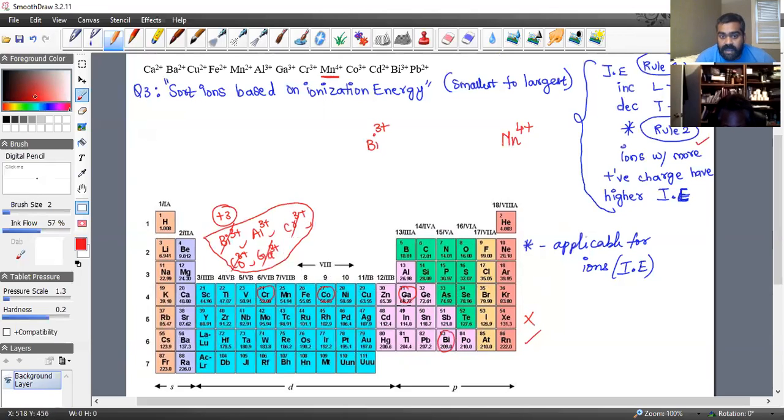Now, these 3 things are above bismuth, right? Do you think they have relatively higher ionization energy or lower? Ionization energy decreases top to bottom. Chromium, cobalt, and gallium are above bismuth, so bismuth should have the smaller value, and the 3 should have higher. They're in the same row.